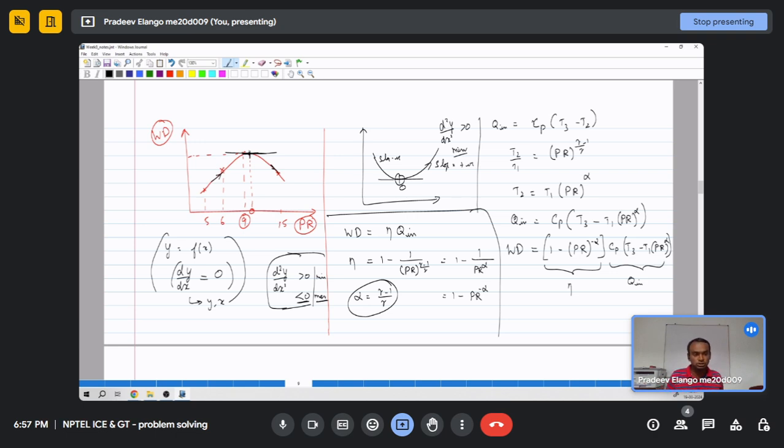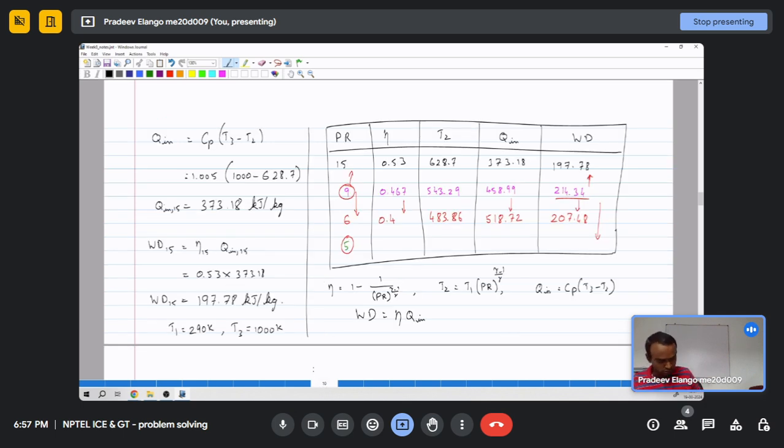Are you able to follow this? Yes, sir. So now we have written work done as a function of pressure ratio. Here Cp is constant, T3 is constant, that is given in the problem as 1000 Kelvin. T1 is also constant, that is given again in the problem as 290 Kelvin. So here the only variable is PR, pressure ratio. Alpha is again gamma minus 1 by gamma, that is also a constant. Now we can differentiate this.